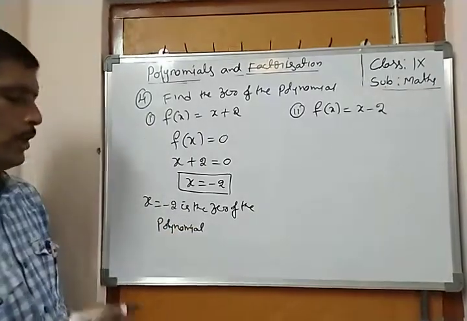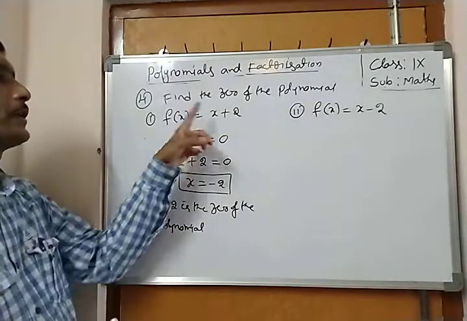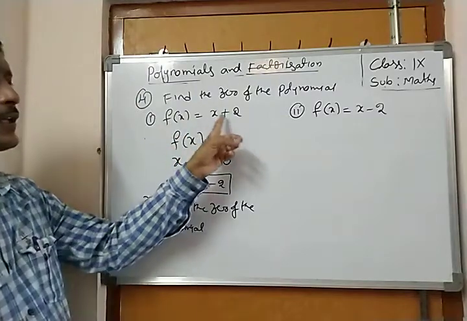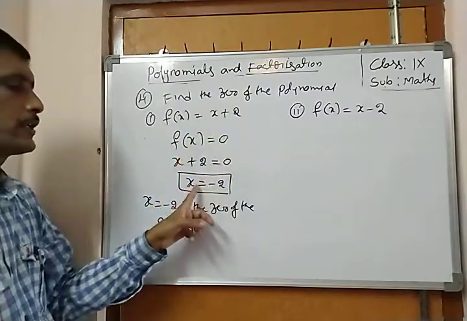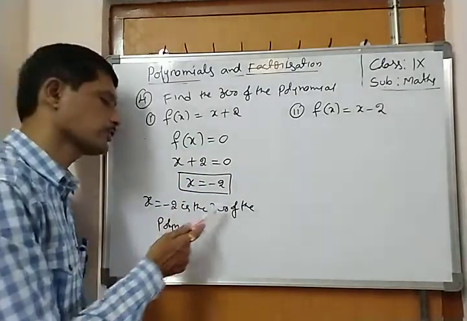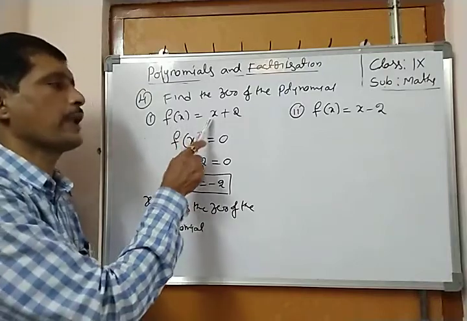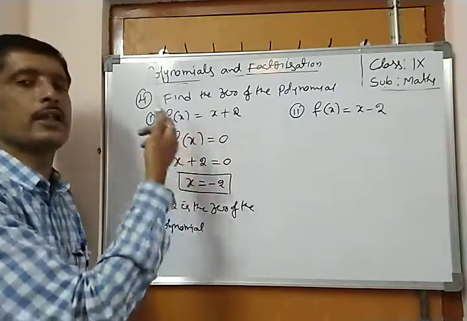F of x equals x plus 2. Therefore f of x equals 0. Here f of x means x plus 2. X plus 2 equals 0, x equals minus 2. X equals minus 2 is the 0 of the polynomial. Is that correct or not? Here substitution: f of minus 2 equals minus 2 plus 2, that is 0 only. Yes, that is the 0 of the polynomial.